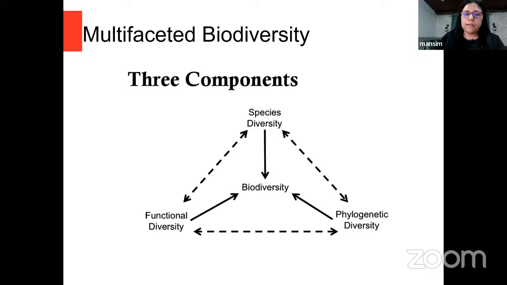So these three facets of biodiversity are known as species diversity, or taxonomic diversity, phylogenetic diversity, and functional diversity. And they give you very different information about a community.